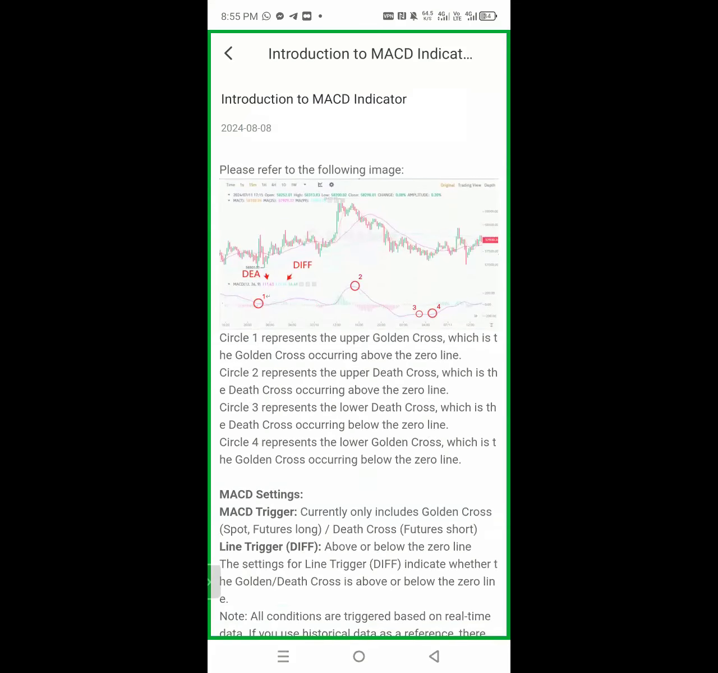MACD settings, MACD trigger. Currently, I've only explained this one. The golden cross is for spots and futures long. But the death cross is only for futures short. You understand? The death cross predicts when coins want to start falling. So it's only for people trading futures short that use the death cross. But the golden cross, whether you are a spot trader or trading futures long, that is the one you focus on.